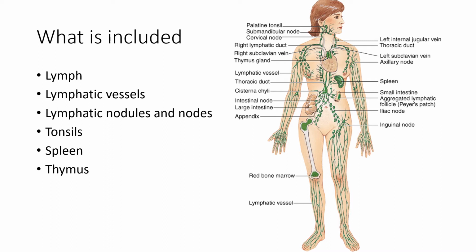So what do we include when we talk about the lymphatic system? We are going to talk about lymph, which, remember what I said on the last slide, is going to be the fluid that we are discussing in this area. You have lymphatic vessels, which are going to transport lymph. You have lymphatic nodules and nodes, and those are two different things, and we will talk about that. There are a few other structures included in the lymphatic system, and they include your tonsils, your spleen, and your thymus.